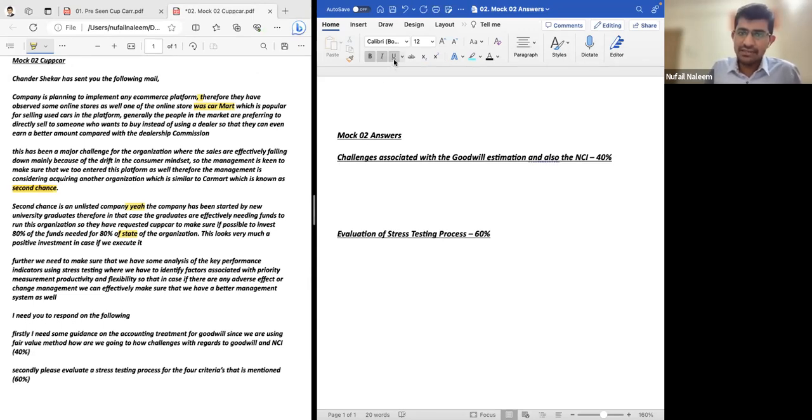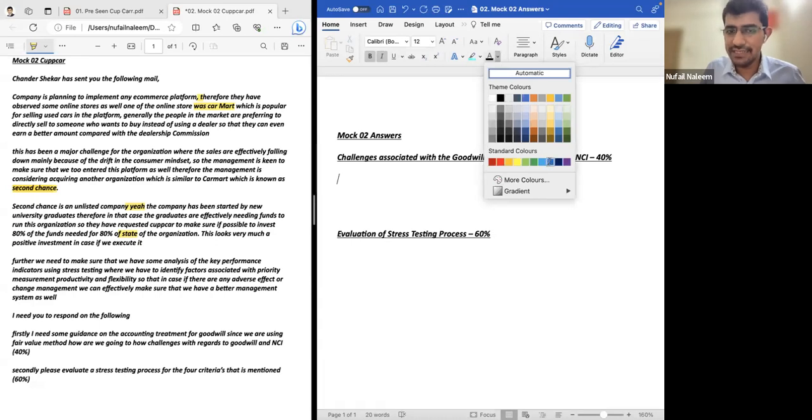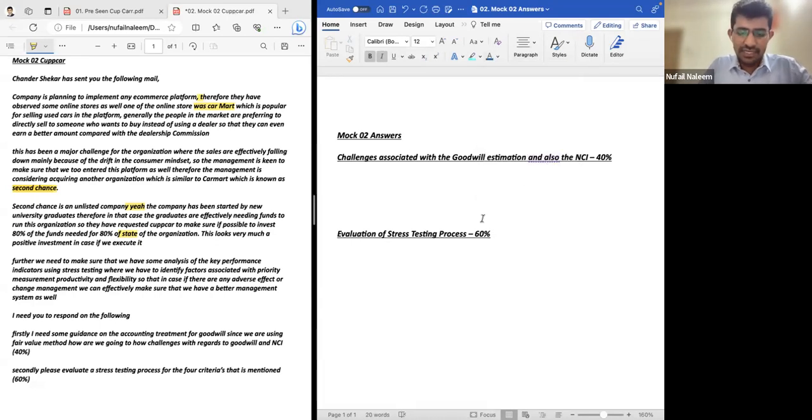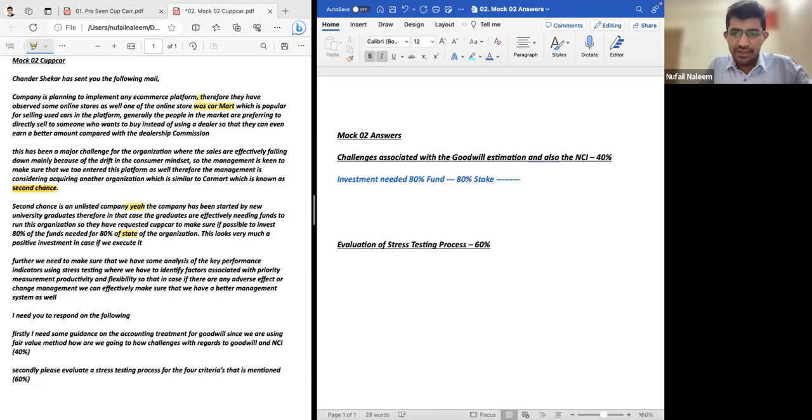So, challenges associated with goodwill. The first challenge: I'll give you an explanation and then let's go into the challenges. Now, students, you see investment needed is 80% fund, and for 80% fund investment you will be getting an 80% stake. Agree now, students? That is one thing. Now, in case you invest 80%, the 20% balance will be known as non-controlling interest.